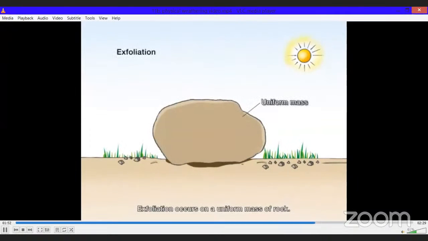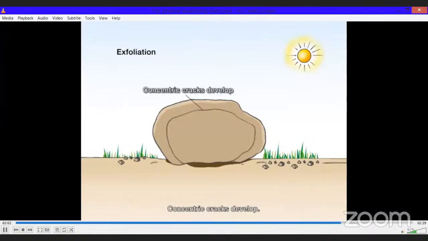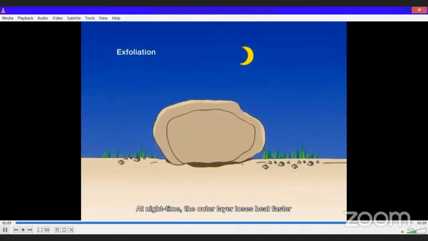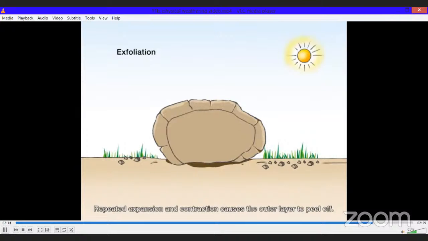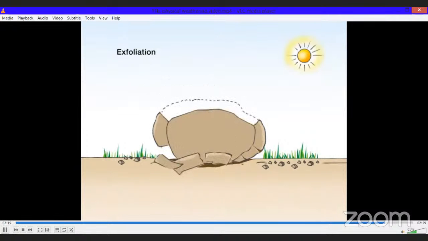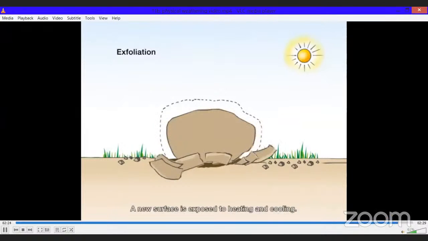Exfoliation occurs on a uniform mass of rock. During daytime, the outer layer absorbs more heat and expands more than the inner layer. Concentric cracks develop. At night time, the outer layer loses heat faster and contracts more than the inner layer. Radial cracks develop. Repeated expansion and contraction causes the outer layer to peel off. Rock breaks into slabs. A new surface is exposed to heating and cooling.